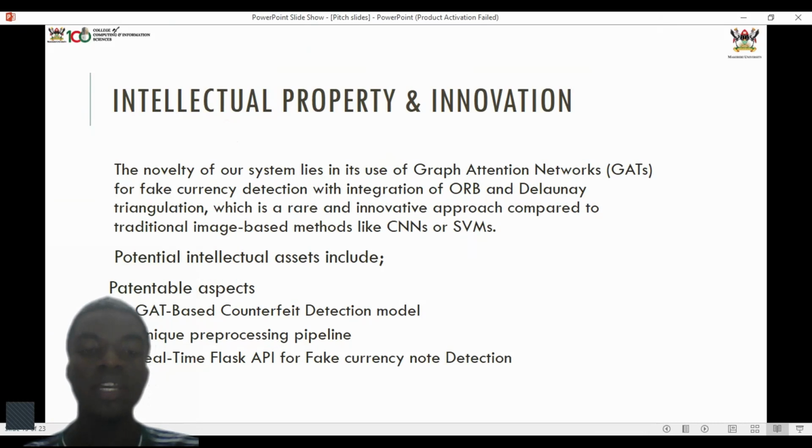And it being an invention, it gives us patentable aspects. What are our patentable aspects? First of all, the model itself, and then the unique preprocessing pipeline, which uses ORB and the dictionary translation. These two things give us a unique processing pipeline. And then also we are having the real-time Flask API. Of course, we know that many APIs have been implemented, but our API is specifically for fake currency detection. We believe it's also an invention on its own.